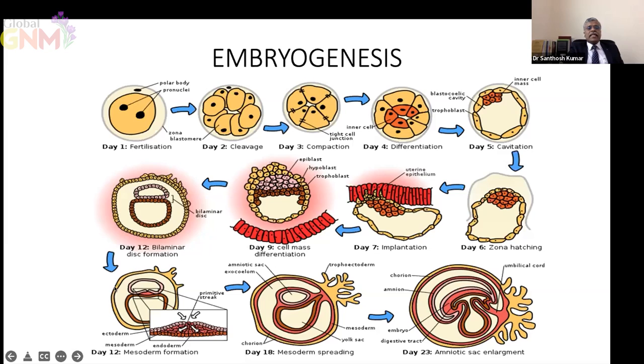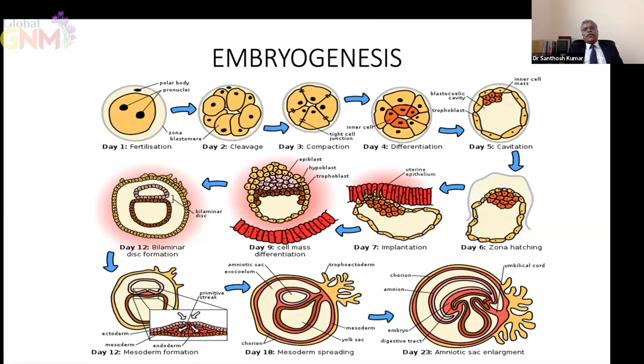Then it goes into a trilaminar disc formation. That means in between the ectoderm and endoderm, another layer is coming, which is called mesoderm. So on the 12th day itself, ectoderm, endoderm, and in between, mesoderm is forming. So this mesoderm is formed by the primitive streak, you see, and it spreads all over, and it is going to the head part, you see, going to the tail part. By that way, the embryo is developing.